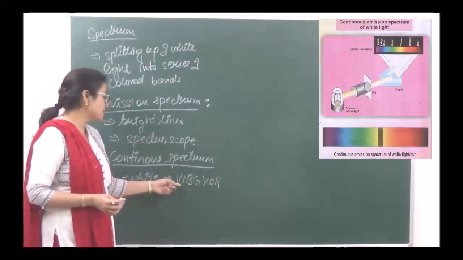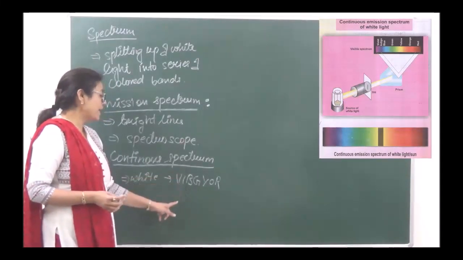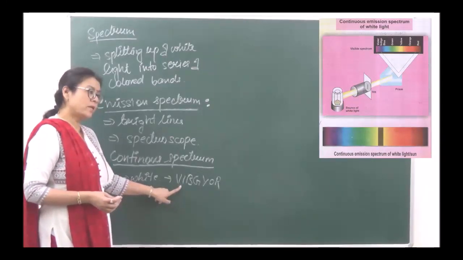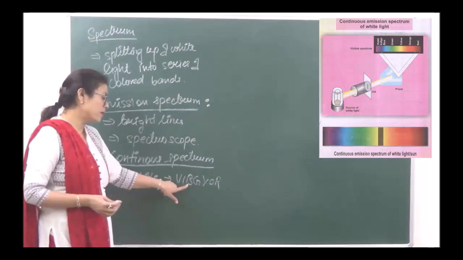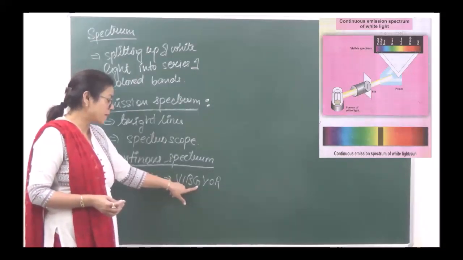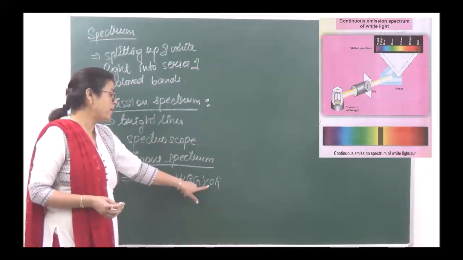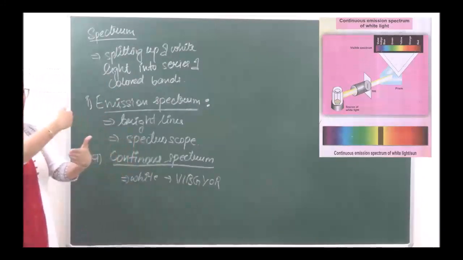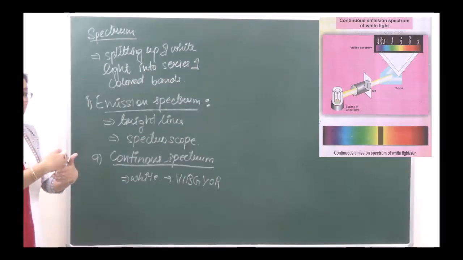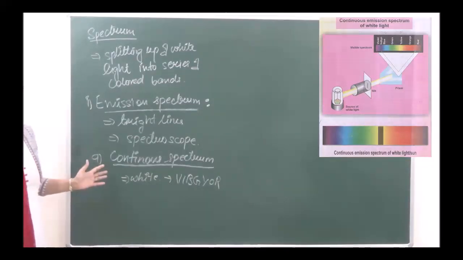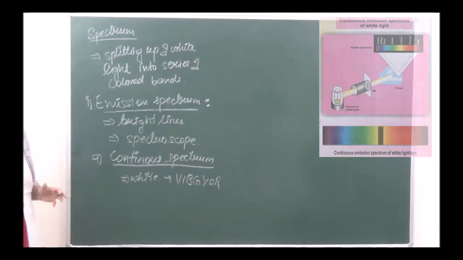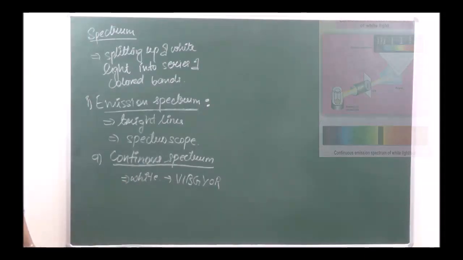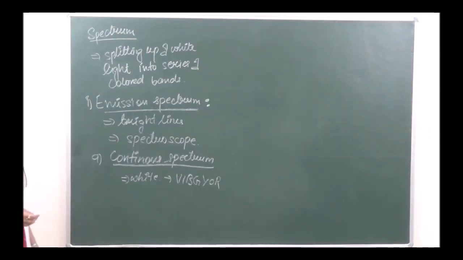In this case, when we are coming at the interface of two colors, the violet is going to merge with indigo, indigo is going to merge with blue, blue is going to merge with green, green with yellow, yellow with orange and orange with red. So, there is a continuous spectrum. We cannot see any gap between the colors. That is why it is known as continuous spectrum. Okay? When one color merges into other, that is what VIBGYOR is, just like that of a rainbow.